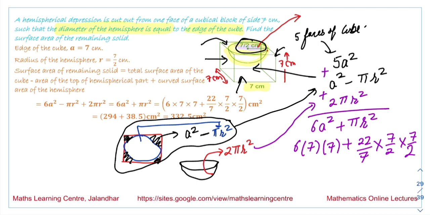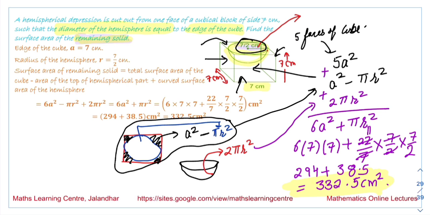On multiplying these values, the answer we get is 294 plus 38.5, that is equal to 332.5 centimeter square. It is 332.5 centimeter square. This is the area of the remaining solid.